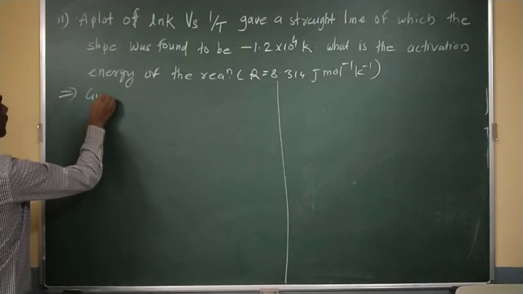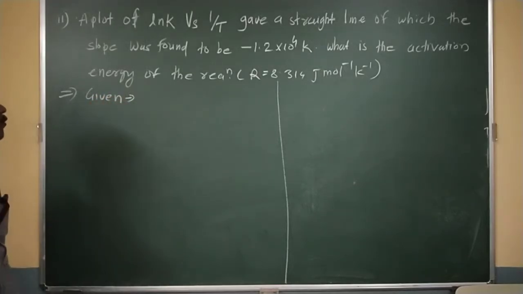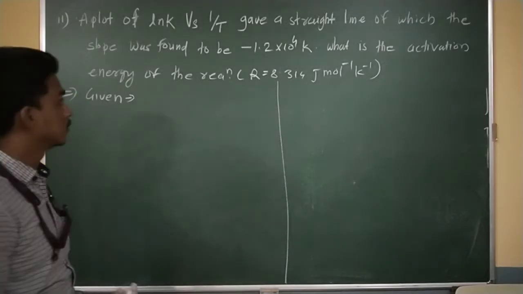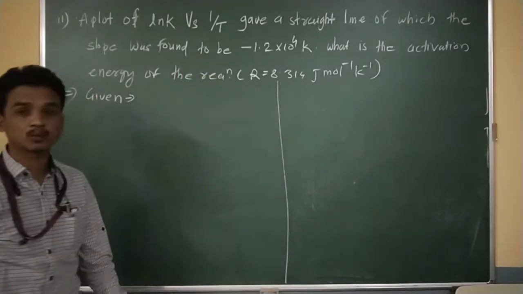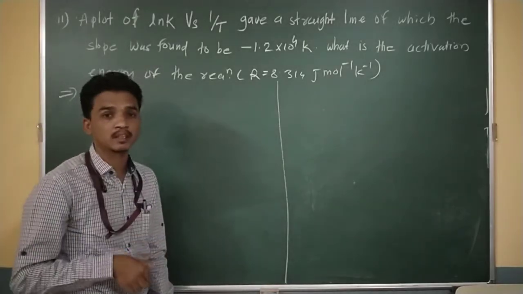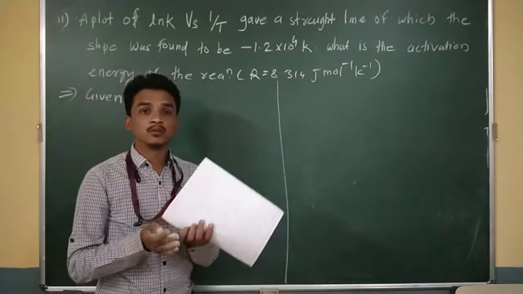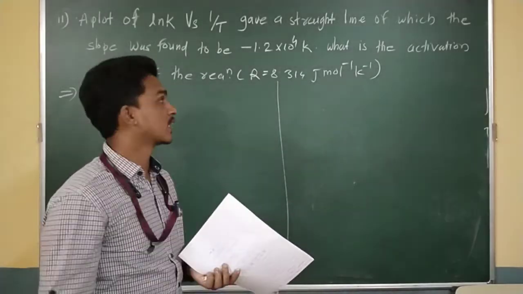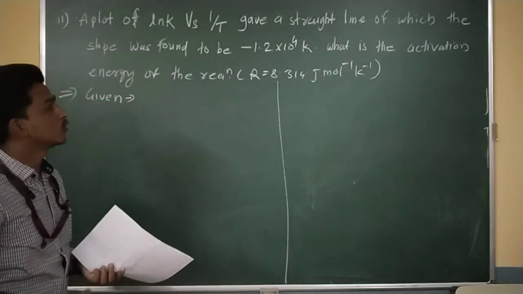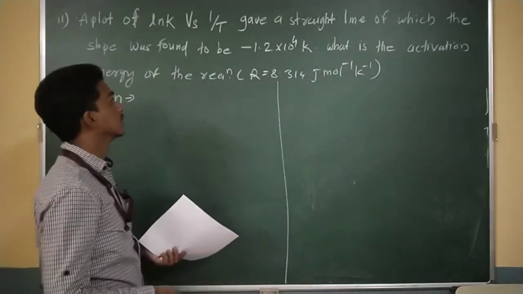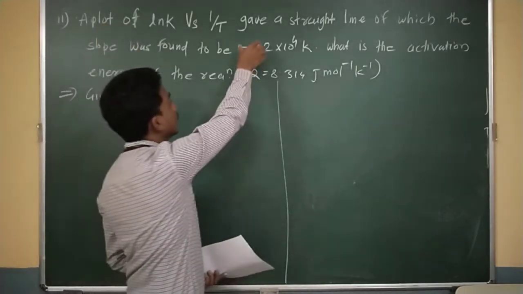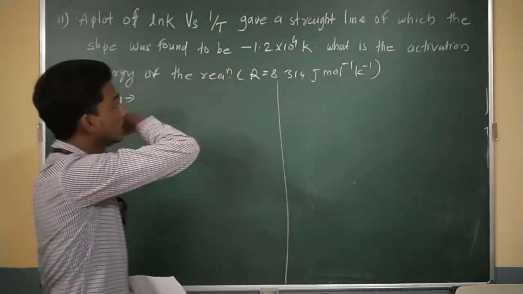If such a type of problem is asked in the exam, you have to write like that. First you have to write the given data. What is given here? ln k versus 1 upon T. By using the graphical method we can calculate the energy of activation. In the previous problem we saw that by using the integration method we can calculate the energy of activation, and in this problem we can calculate it by using the graphical method, because here the graph is given and the value of the slope of the straight line is given.